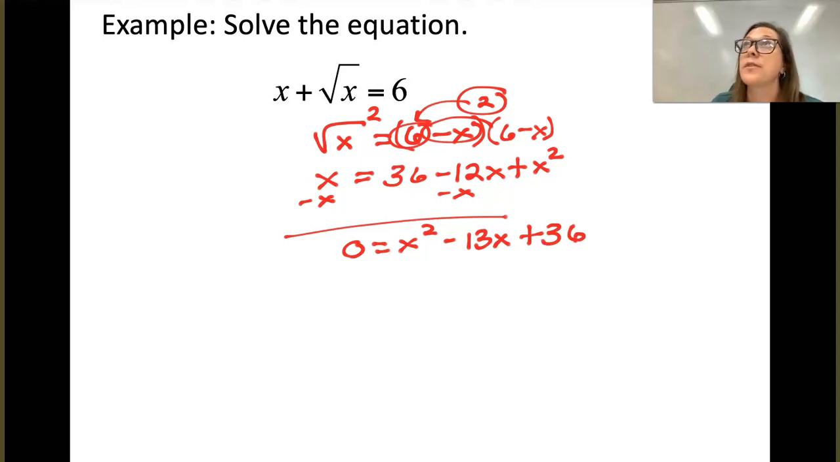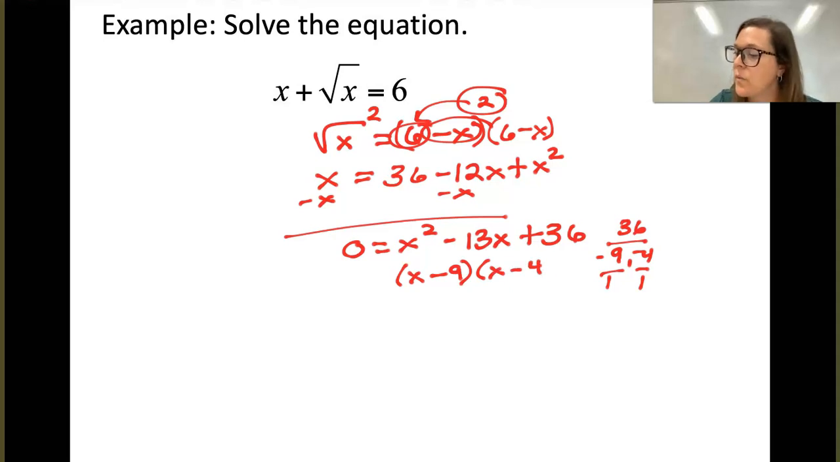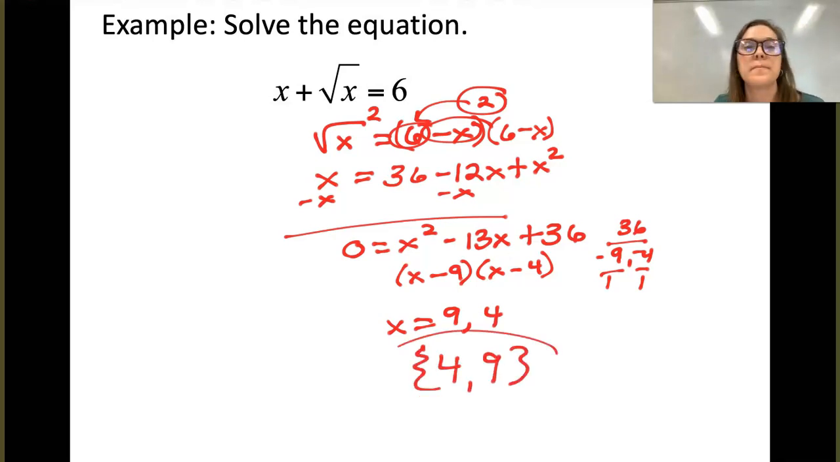Do we have any factors of 36 that get to negative 13? Yeah, 9 and 4 is 13, right? If I make them both negatives, leading coefficient's 1. So x minus 9, x minus 4 should get us that. So we get x is equal to 9 and 4. Smallest to largest. Make it fancy. None of those are negative. If they were negative, then they wouldn't work, because then I would get an undefined answer in my radicand up there.